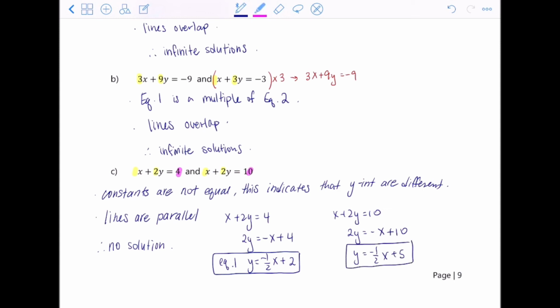Notice that for equation 1 and 2, slopes are equal, but their y-intercepts are different. So then we can say the constants are not equal, and the y-intercepts are not equal, therefore the lines are parallel, and so there's no solution.